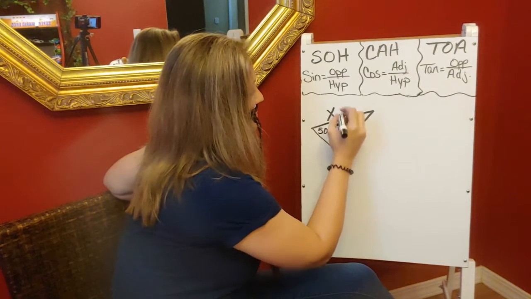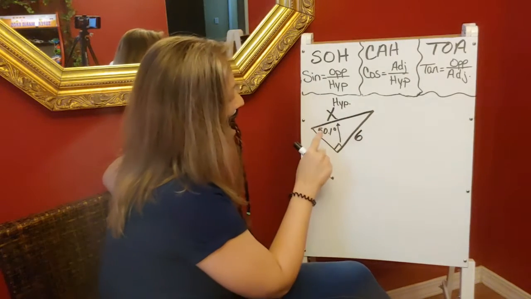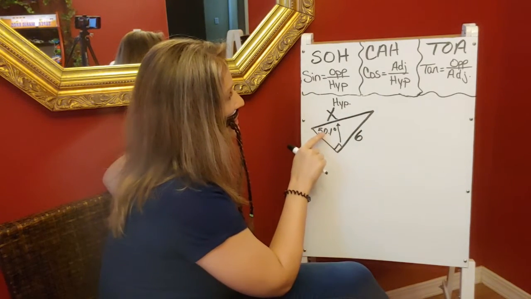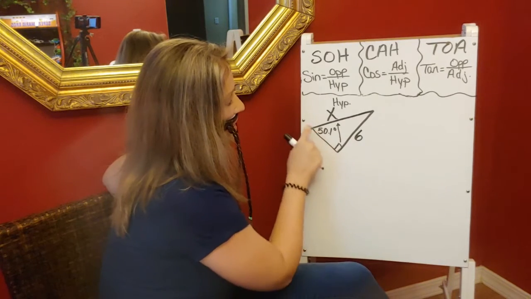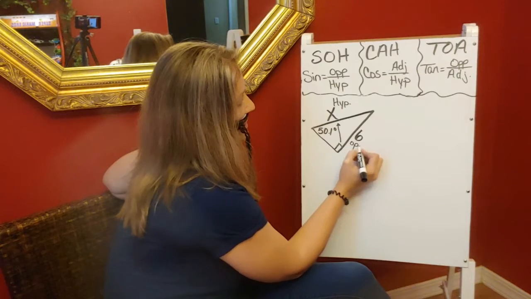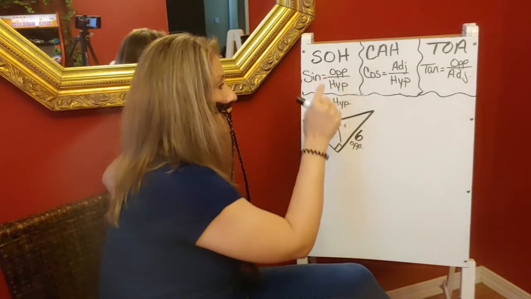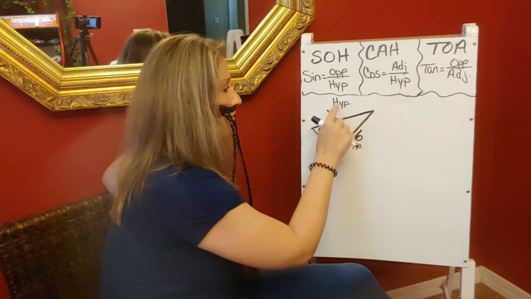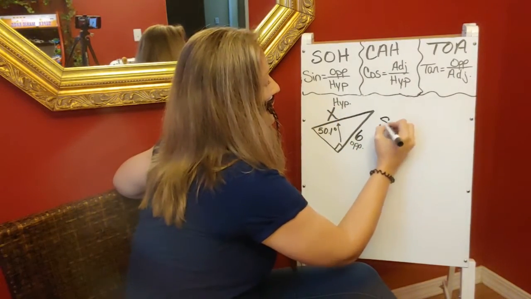X is across from my right angle, so it's my hypotenuse. And then from 50.1 degrees, 6 is not right next to it. This is right next to it. This would be the adjacent side. So I know 6 is the opposite side. And since it's the opposite side, I'm going to use sine because I'm looking for my hypotenuse. I know what my opposite side is. I'm going to use sine.